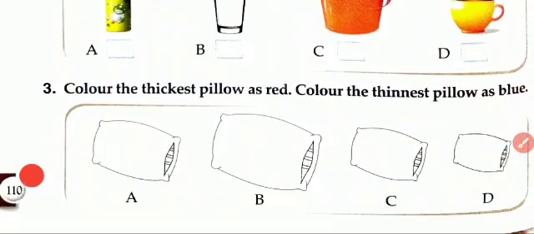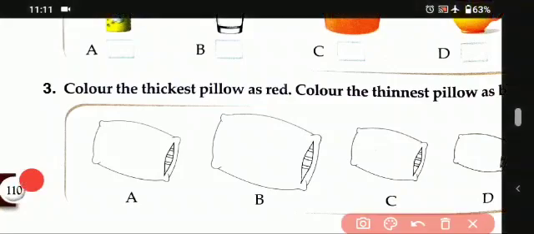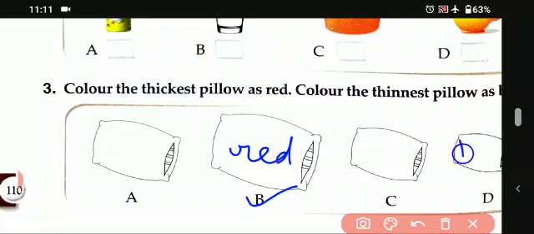Now color the thickest pillow red and color the thinnest pillow blue. So we have to find out which is the thickest and which is the thinnest. So B is the thickest one, that means it will be colored red, and D is the thinnest one, so we will color it blue. Okay students.